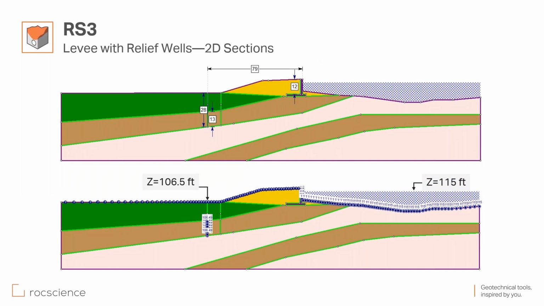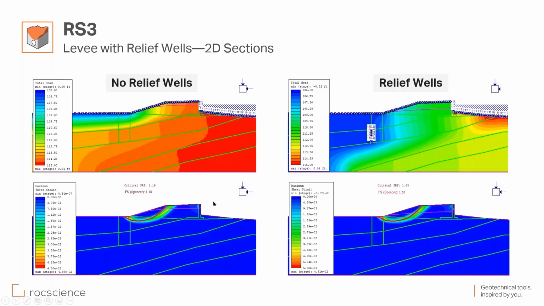So we had a 12 feet high retaining wall. On the upstream, you have the total elevation head of 115 feet. So this is where the water stands. And the elevation in the downstream is 106.5. We are analyzing the cases where you don't have any relief wells, and the cases where you are installing relief wells. Looking at it in 2D, we are comparing. On the left side, you have the case that you don't have any relief wells. On the right side, you have the relief wells.